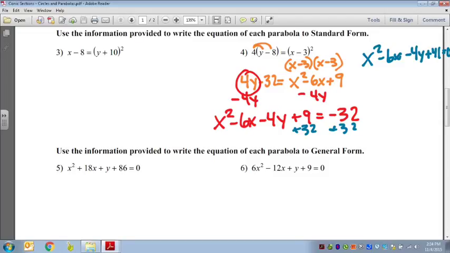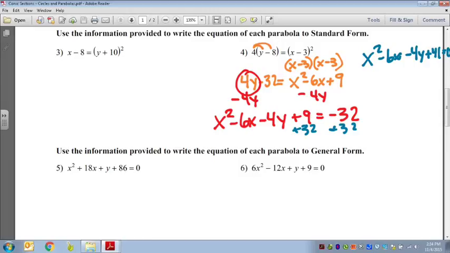So that is in standard form because all the variables are on one side and the constant could be positive. Or you could have written x squared minus 6x minus 4y equals negative 41. Okay, so that's how you turn a parabola from general form to standard form. And now let's take a look at number 6, because number 6 is something we actually haven't discussed in class yet, but just to give you a helpful hand.